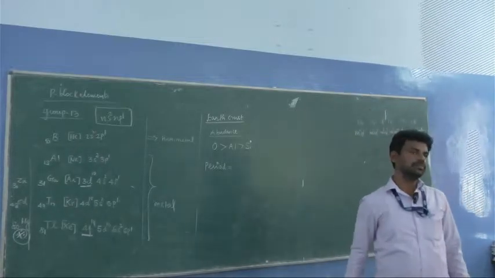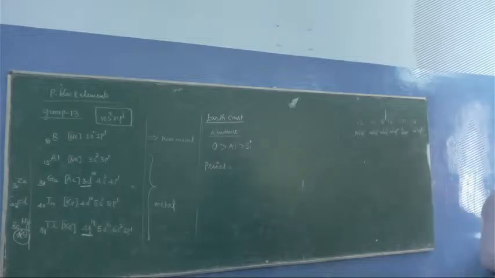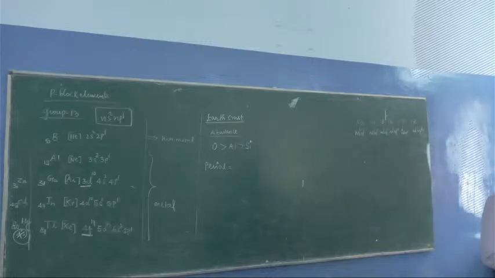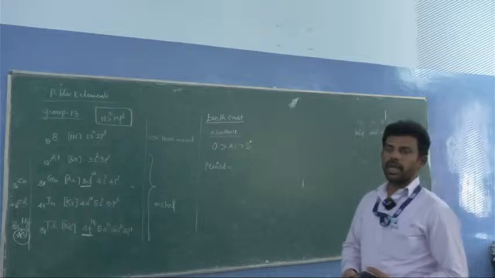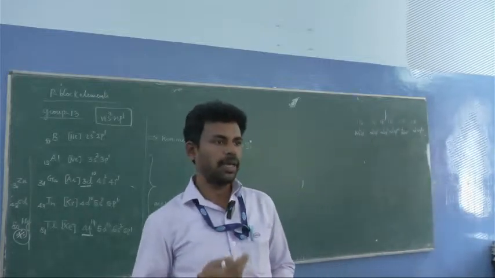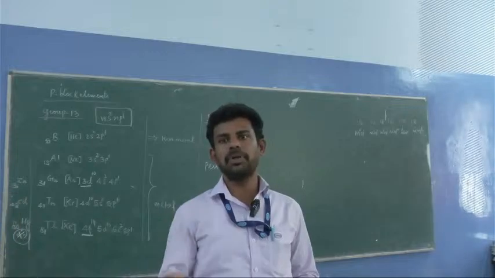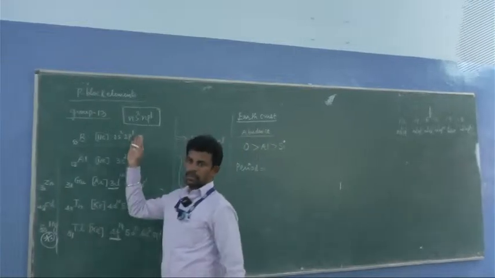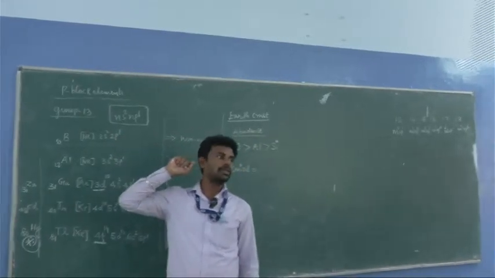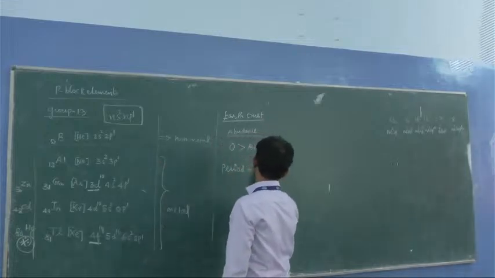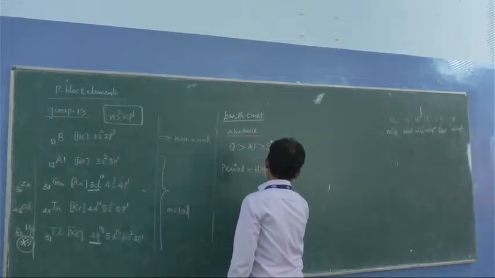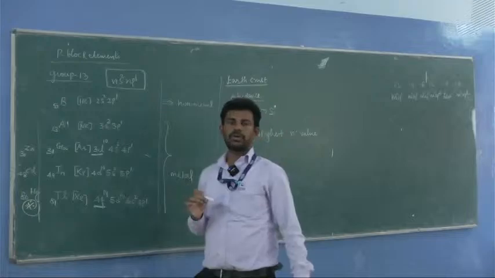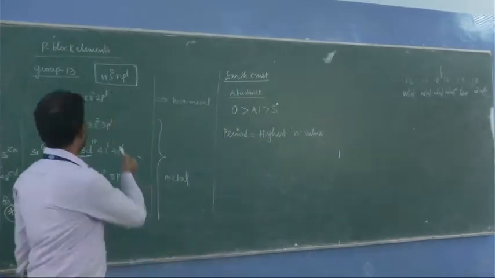Given the configuration, for example, boron: which period? Second period, third, fourth, fifth. On what base do you have to say whether the given element belongs to a particular period? Based on the n value, the principal quantum number value. So you have to go for the highest principal quantum number value in the given electronic configuration. Is it clear? Boron is going to be in the second period.